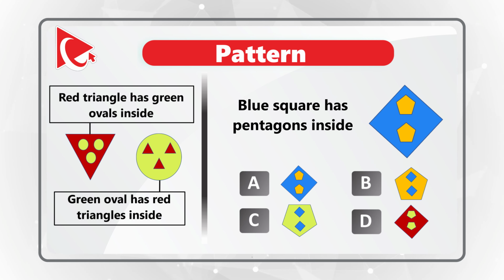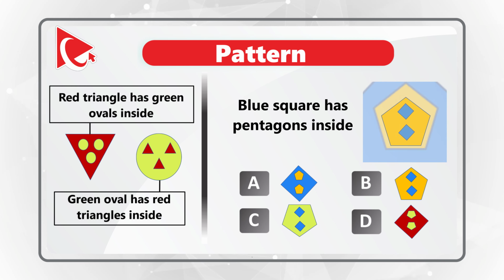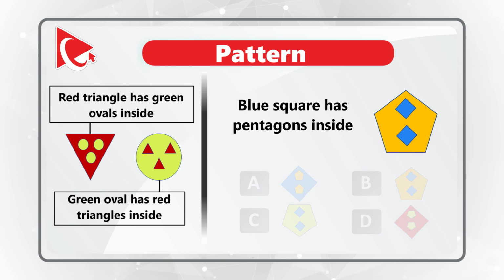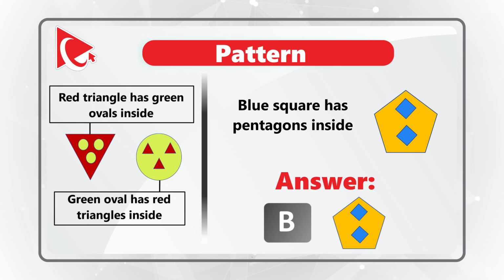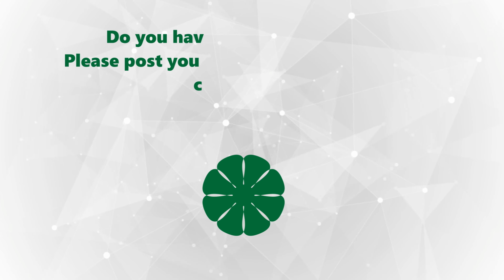All you need to do in this particular answer is to take the pentagon, which is inside the square, enlarge it, and put blue squares inside. So as you might have guessed, the correct answer here is choice B. Hopefully you've nailed this question on your own and now know how to answer similar problems on the test.